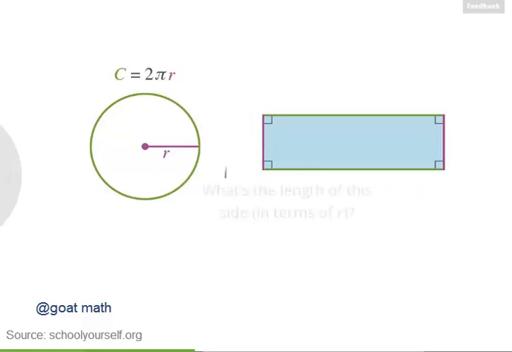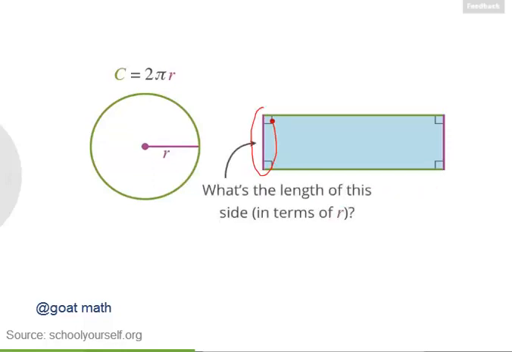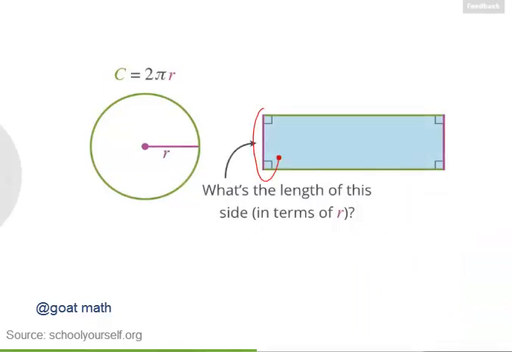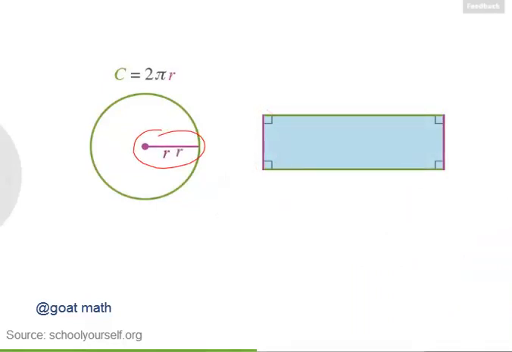First, what's the length of this side over here in terms of r? Don't worry, this is not a trick question. Exactly. This side has the same length as the radius, so its length is r. And because this is a rectangle, this side over here also has length r.